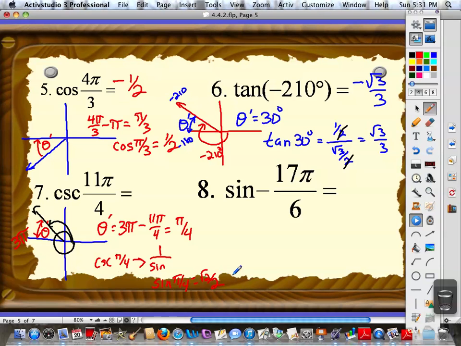Okay? And sine relates to y. We go back to our angle, okay? Our angle is in quadrant number 2 where y is positive, so I know it's going to stay square root of 2 over 2. So now I need to take the reciprocal. I need to flip it over. And then I need to simplify. That's going to give me 2 square root of 2 over 2, which means I have square root of 2.